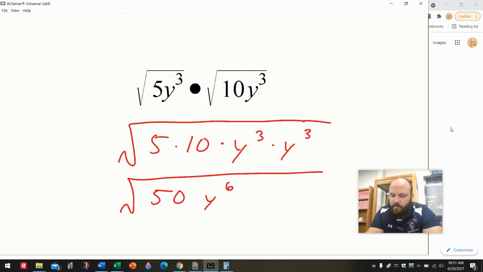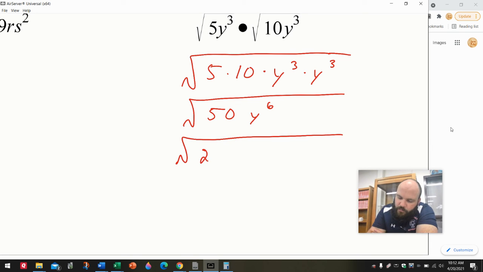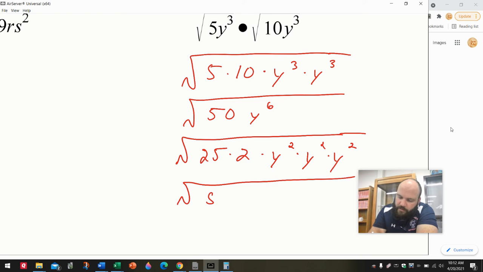Now remember, we want to break these up into chunks that are bases that are being squared. So 50, there is a perfect square hiding in there. That's 25 times 2. Now I'm going to break this up into y to the second times y to the second times y to the second. Now the last thing we want to do is rewrite 25 as 5 to the second times 2 times y squared times y squared times y squared, just like that.